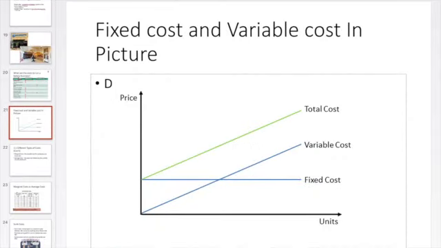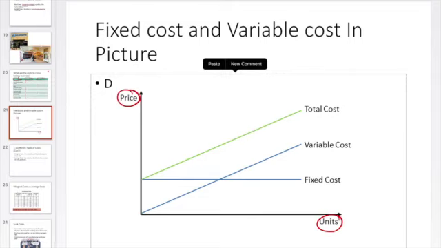So this is a chart for the fixed cost and variable cost. It's a generic chart. It isn't based on any real numbers, but it just shows you, if you have the horizontal axis as units, like how many products you make, and then you have the vertical axis as price.